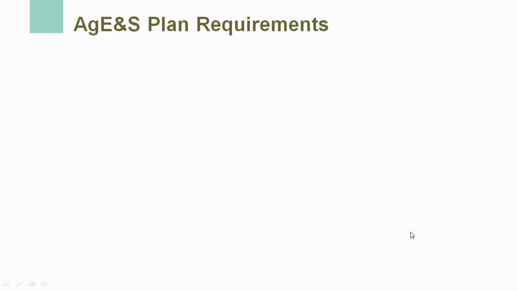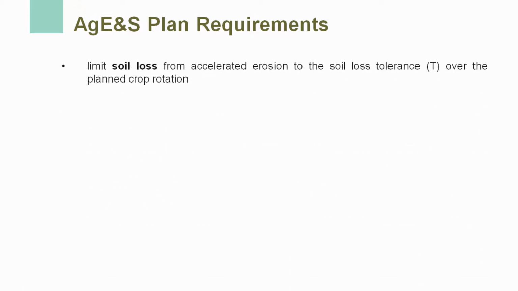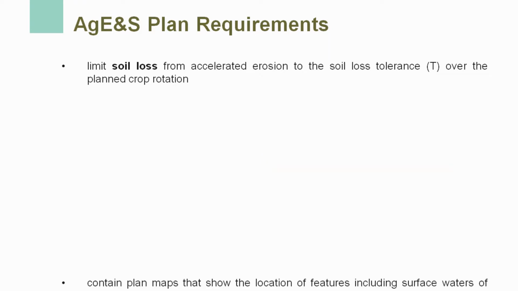Let's take a look at some of the details of an Ag E&S plan. One of the requirements, and most difficult requirement, is that the plan must limit soil loss from erosion to a soil loss tolerance value, a T value, over the crop rotation. What this means is that for each field, based upon the management practices of that field, the topography, the soil conditions, and other properties, climatic conditions, soil loss needs to be calculated, and that soil loss needs to then be compared to a tolerable soil loss. Tolerable soil losses are determined by the USDA NRCS for each soil type in the country.